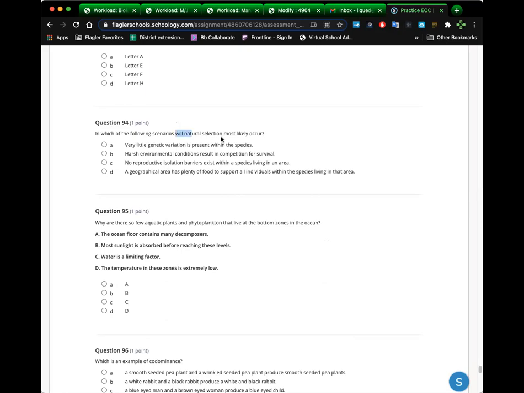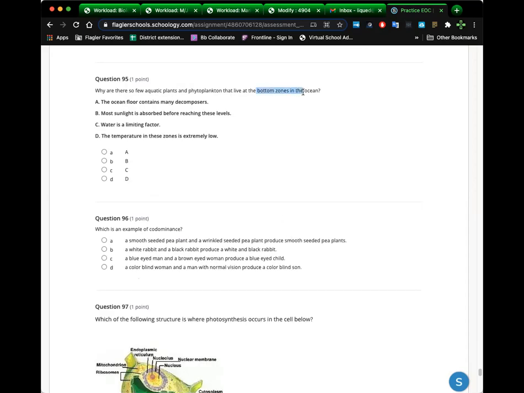All right, natural selection most likely to occur. So again, natural selection, you have a population of organisms, there's a changing environment, individuals with the beneficial adaptation or beneficial traits are going to survive and reproduce more than the ones that do not have that trait. So you would need genetic variation. Harsh environmental conditions, okay, that's a possibility. No reproductive isolation barriers exist. That's important. Geographic, plenty of food. So if there's plenty of food, there's no competition. So competition, survival of the fittest ultimately. So that's going to be B.